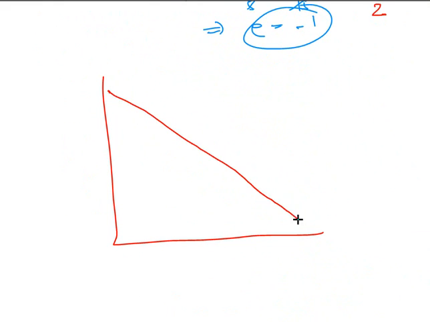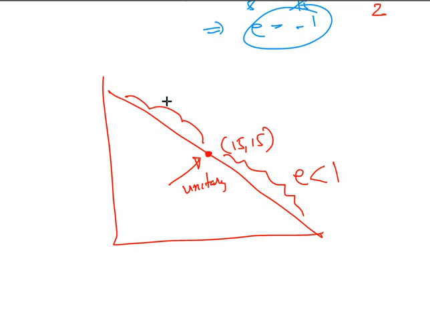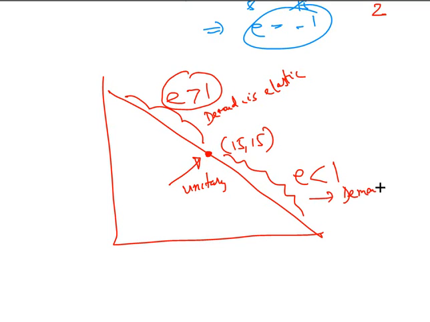So if I use this graph, we have one point where it is 15, 15 and we say that it is unitary elasticity, and here elasticity was less than 1 and here elasticity is greater than 1, right? So this is the zone where demand is elastic, and this is the zone where we will say that demand is inelastic.